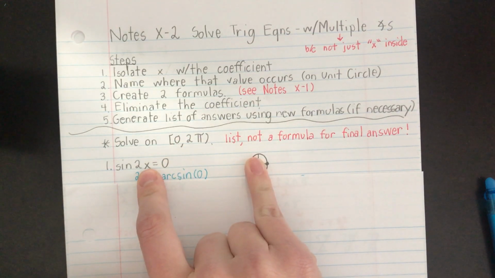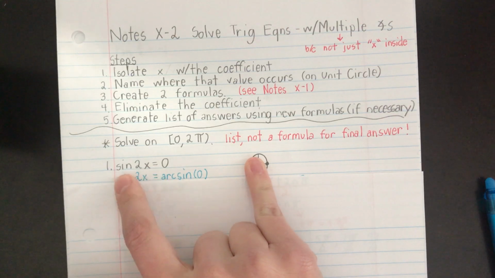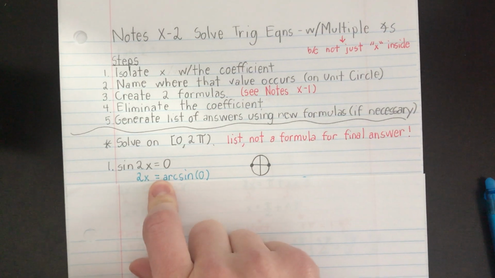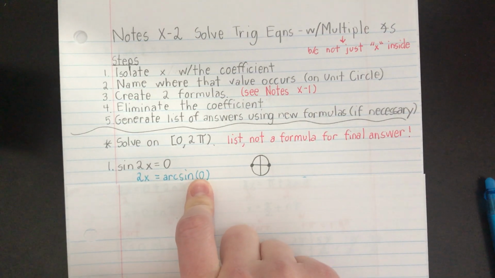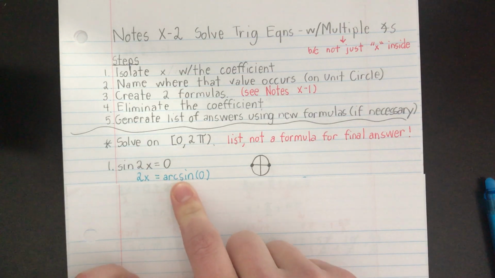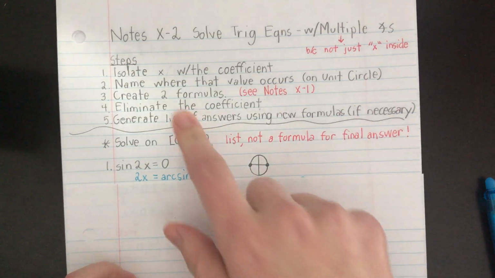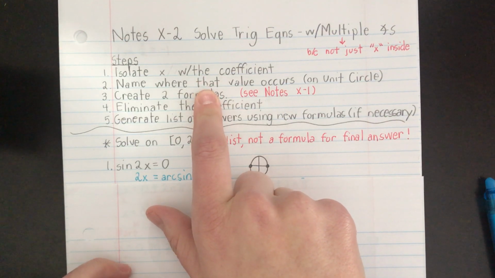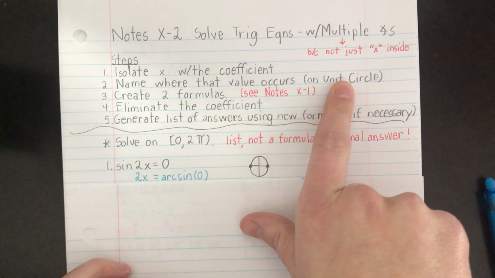So on number 1, we have sine of 2x equals 0. So we need to take the arc sine on both sides. That would leave us with 2x equals arc sine of 0. Take the arc sine on both sides, because we're isolating x with the coefficient. Then we need to name where that value occurs on the unit circle.